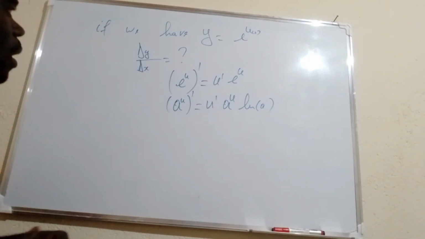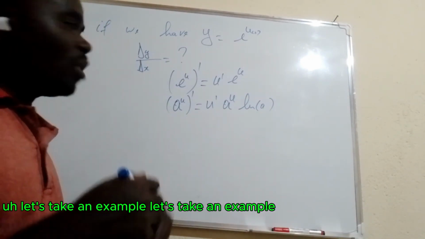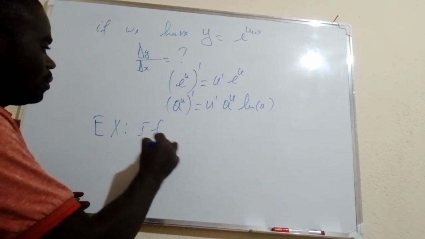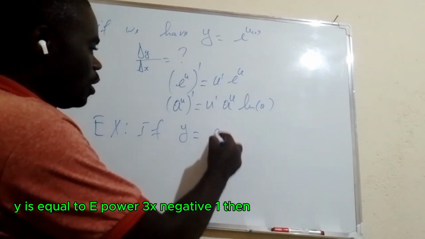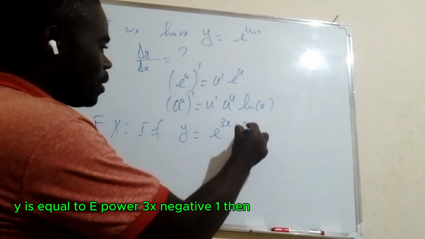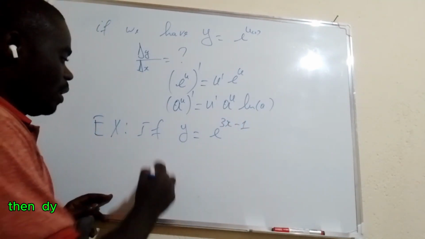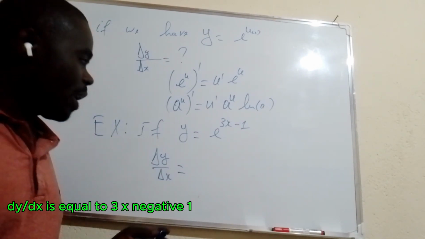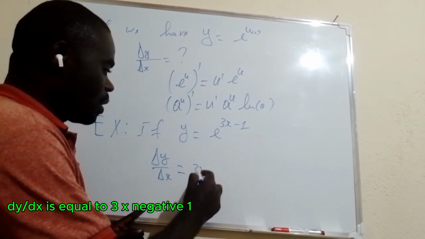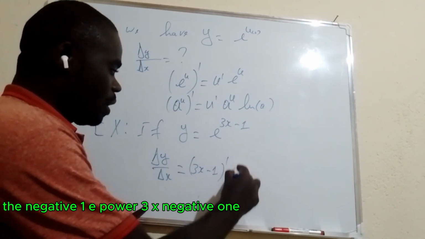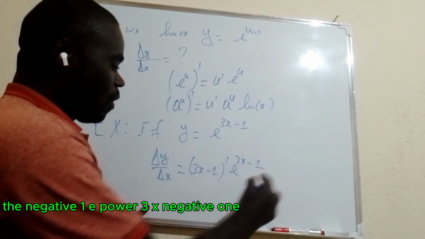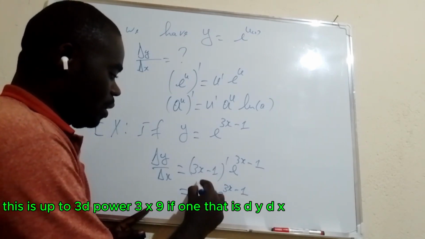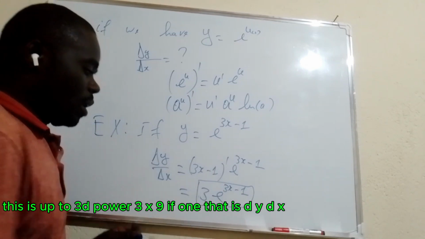So let's take an example. If y is equal to e power 3x negative 1, then dy/dx is equal to what? dy/dx is equal to 3x negative 1 derivative, then e power 3x negative 1. And this is equal to 3 e power 3x negative 1. That is dy/dx.